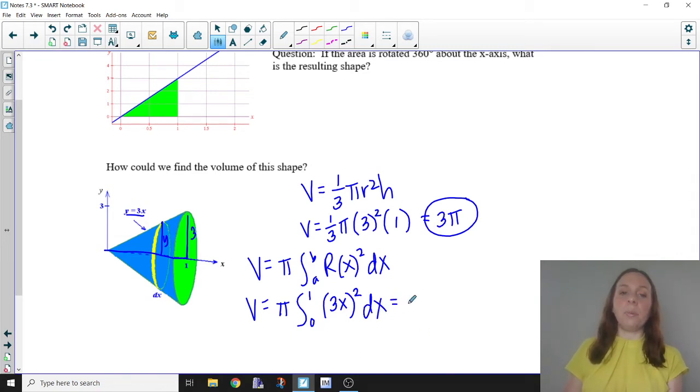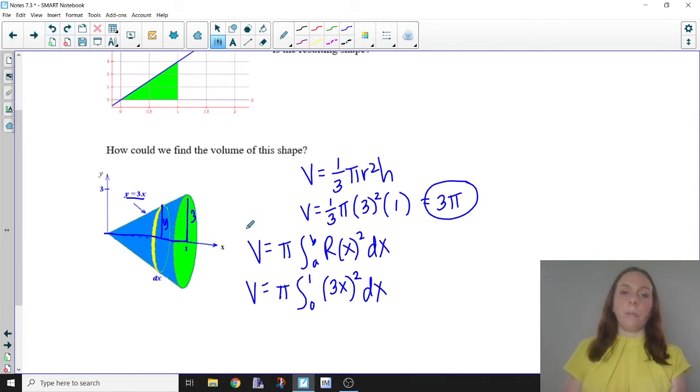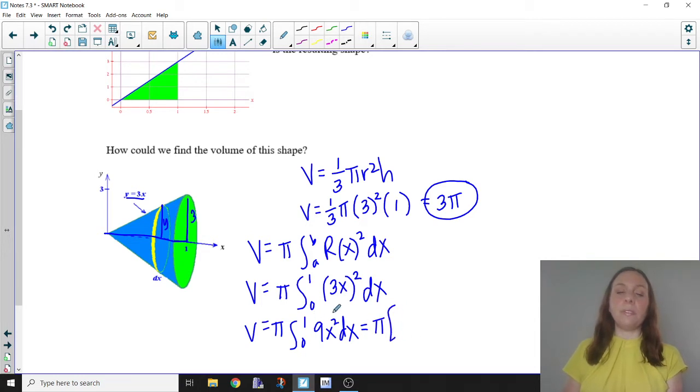We could clean it up. Maybe I should put this underneath. (3x) squared can be simplified to 9x squared. And from here, we're taking pi times the antiderivative of 9x squared. What's that? Add 1 to the power, that's x cubed, multiplied by the reciprocal of that. 9 times a third is 3. So 3x cubed, evaluated from 0 to 1.